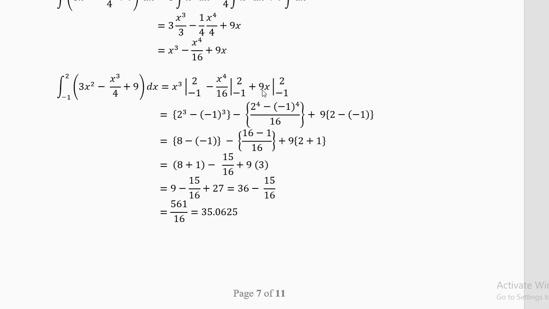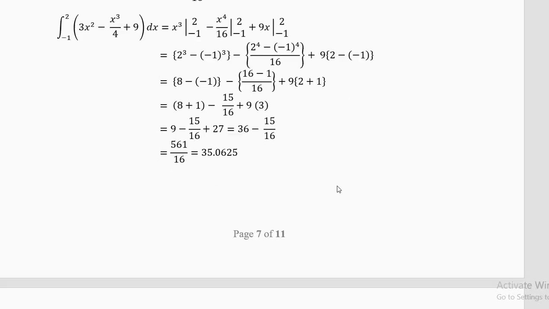The last item is the third item, 9x going from minus 1 to 2. 9 bracket 2 minus minus 1. 2 plus 1 is 3. 9 into 3 is 27. Now 9 plus 27 is 36 minus 15 by 16. If you use fractions, you'll get 561 over 16. Otherwise, you'll get a number a little more than 35, which is 35.0625. You can do it either way. Use the ABC button in your calculator if you need to.